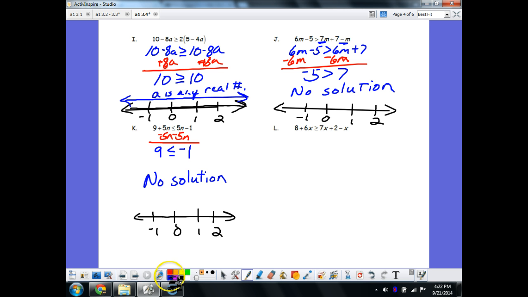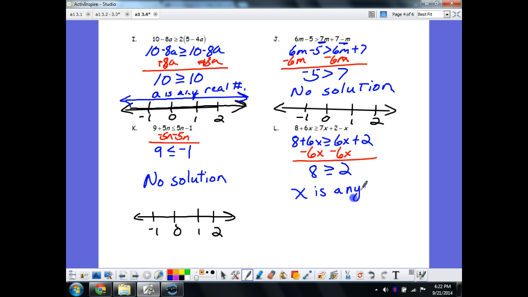And finally, L, we have 8 plus 6x. We're going to combine those like terms on the right side. Subtract the 6x. So then 8 is greater than or equal to 2, which is always true. So therefore x can be any real number.